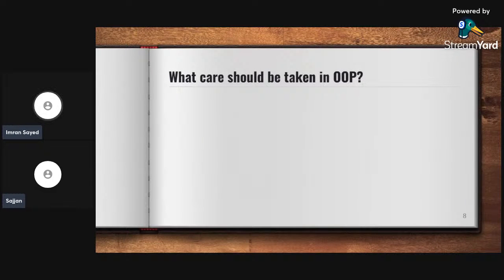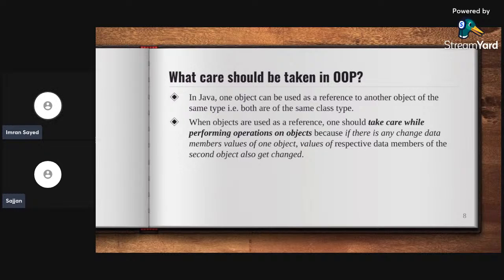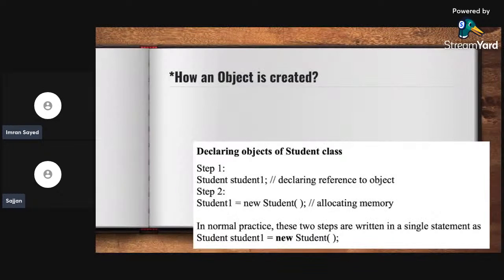What care should be taken in OOP? So when an object is created, it's created as a reference of another object when the class is instantiated. So we need to be careful because the object is a reference. If you make a change in the data member of one object, it will be reflected in the second object also. So in Java, one object can be used as a reference to another object of the same type. Both are of the same class type. When objects are used as a reference, one should take care while performing operations on an object, because if there's any change in data in the member values of one object, values of the respective data of the second object also get changed.